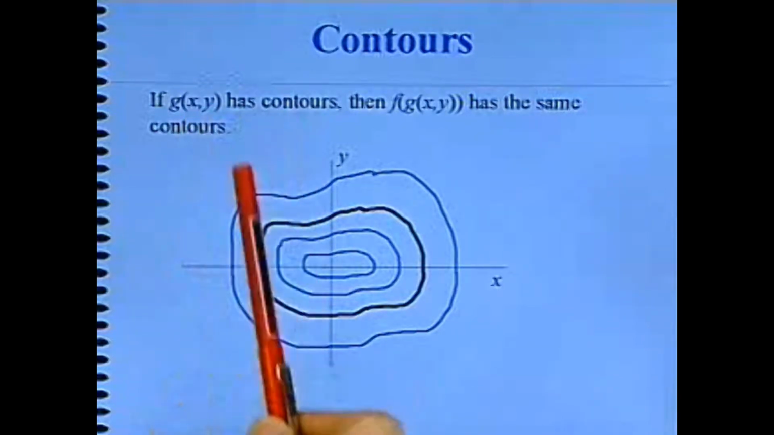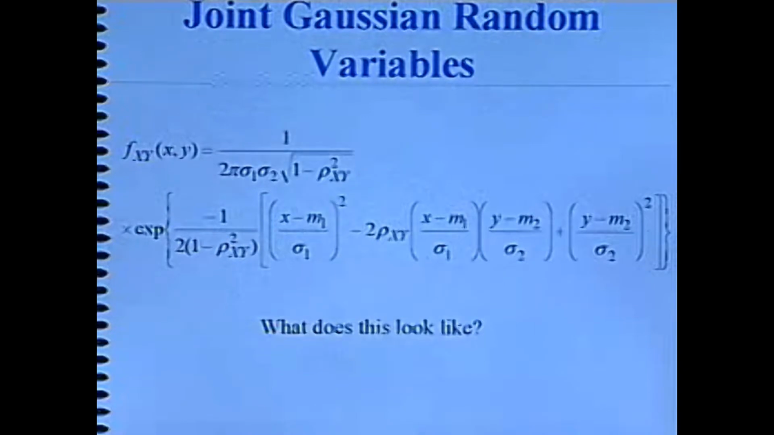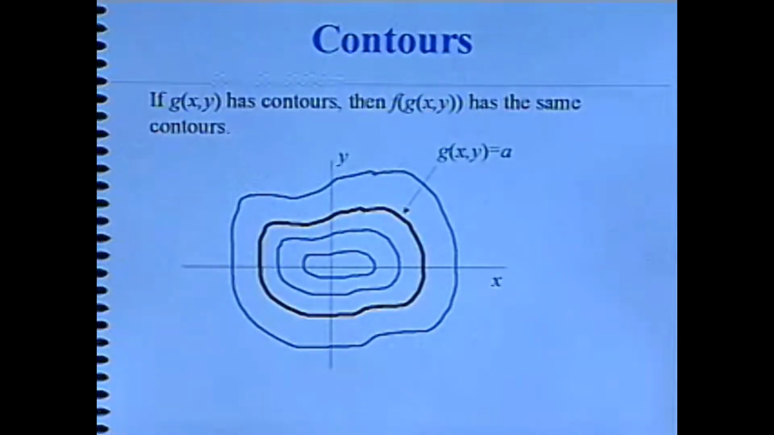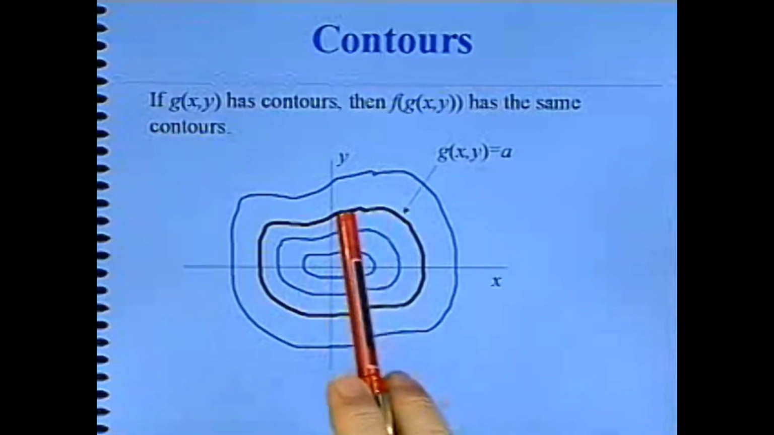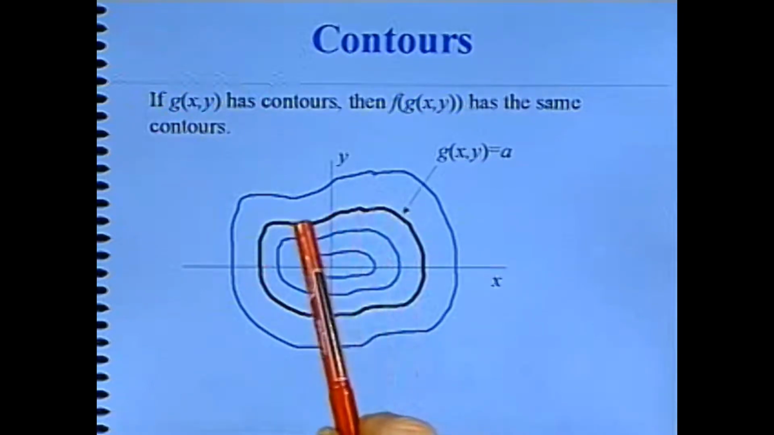Here's an interesting observation. Let g of x have contours. So this is a function g of x, and what we have here is contours of g of x. These are the locus of points for which g of x has an equal value. For example, along this black line, I guess you can see it on the screen, there's a dark blue and a black line. Along this black line, suppose g of x, y is equal to a, where a is some number, say 2 or 14. So along this line, we have an equal value.